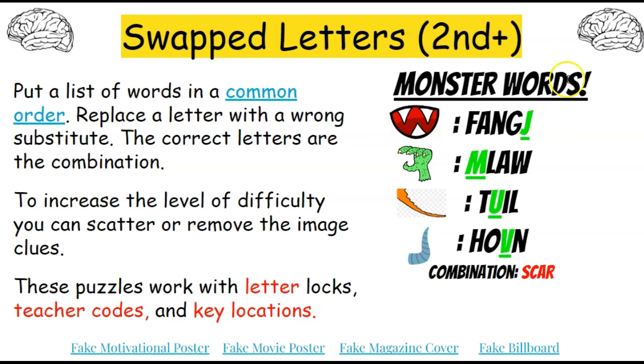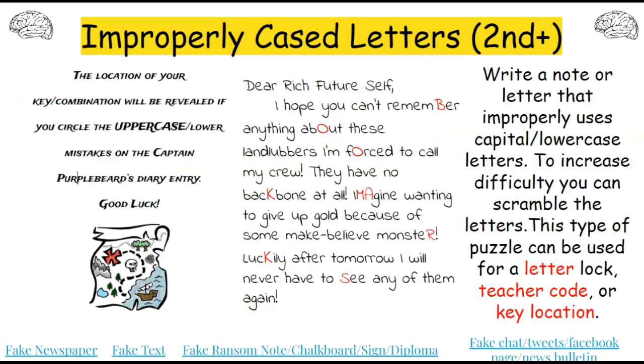In the example, we have a list of monster words, fangs, claw, tail, and horn, and they have been swapped in with letters that are incorrect, this J, this M, this U, and this V. So students need to figure out what should be there instead. So this one should be an S, this should be a C, this should be an A, and this should be an R, which taken all together would give you the combination SCAR.